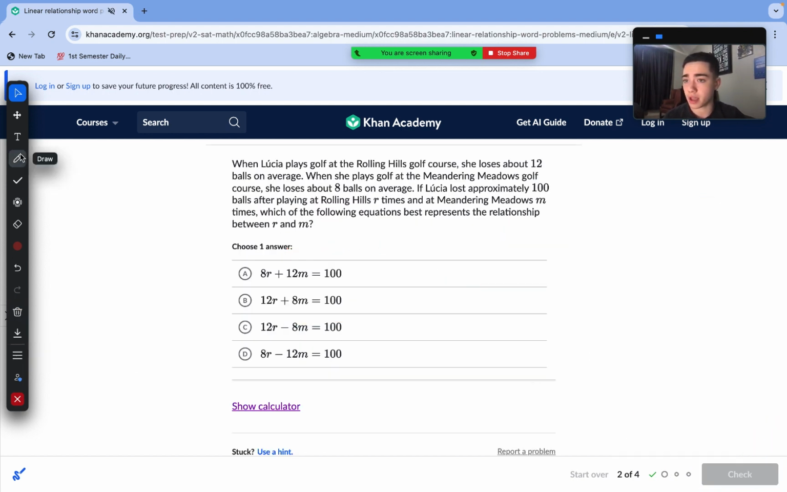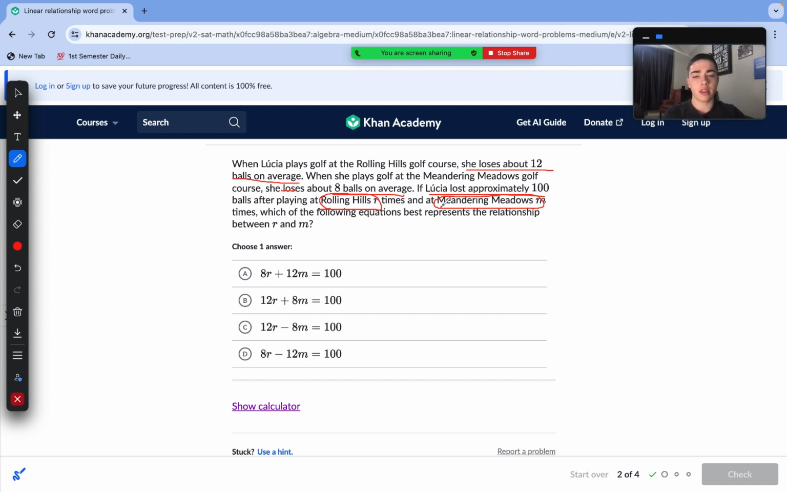When Lucia plays golf at the Rolling Hills golf course, she loses about 12 balls on average. When she plays golf at the Meandering Meadows golf course, she loses about 8 balls on average. If Lucia lost approximately 100 balls playing at Rolling Hill, R times, and Meandering Meadows, M times, which of the following equations best represents the relationship between R and M?